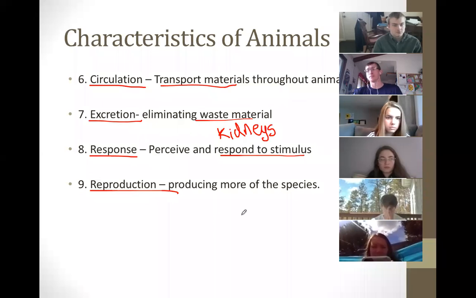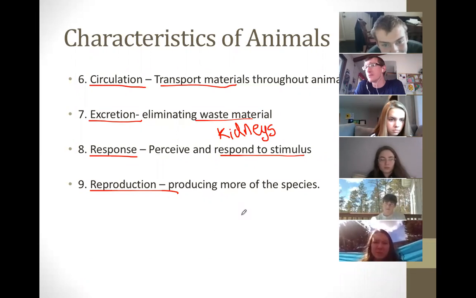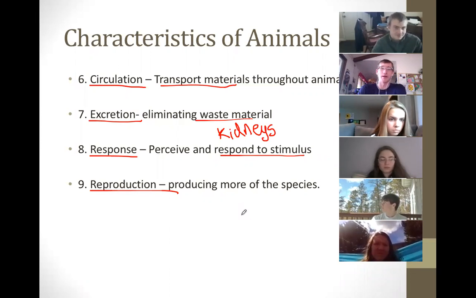And then reproduction. If animals don't reproduce, they will go extinct. That is a fact. So no duh, you have to continue on the species. If your sponges are going to be sponges, or your worms are going to be worms, your frogs will be frogs, they have to have little baby sponges and little baby worms, little froglets and tadpoles. Otherwise, they're not going to be around for a whole lot longer.